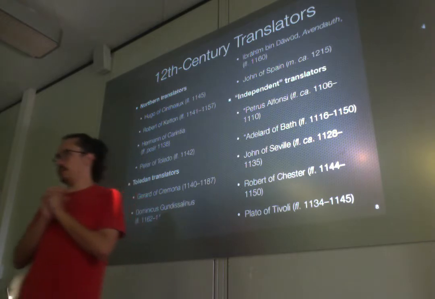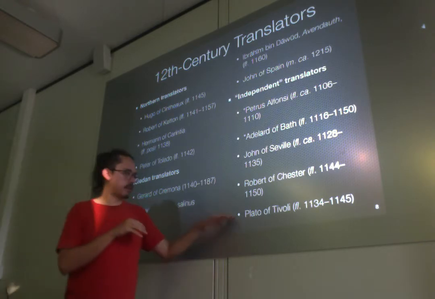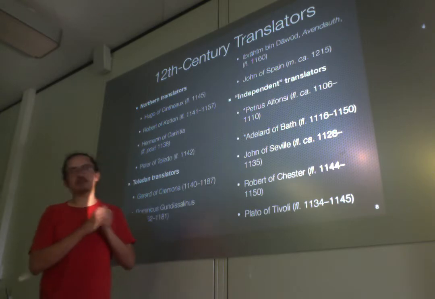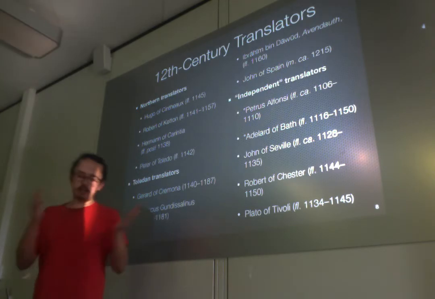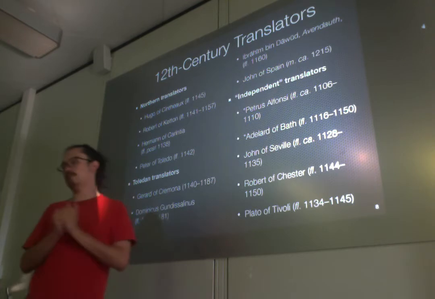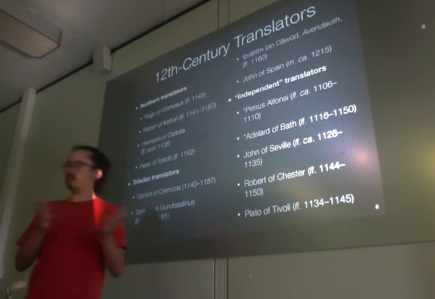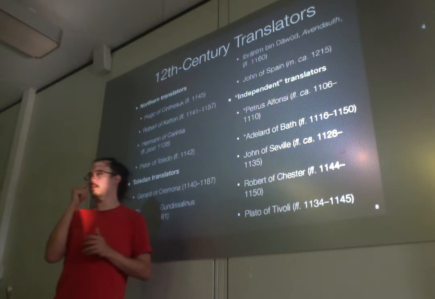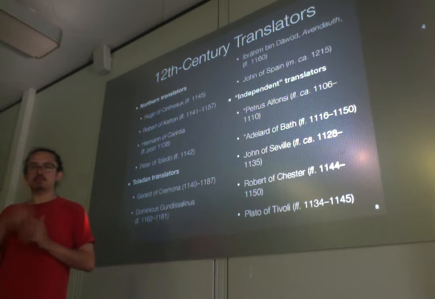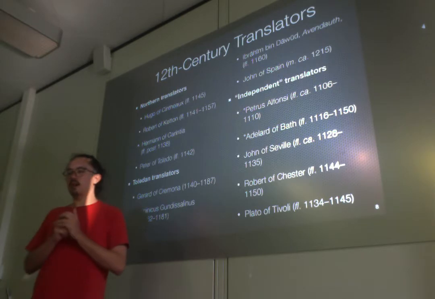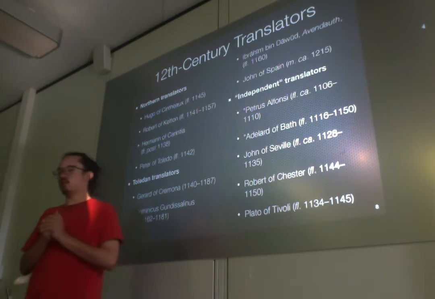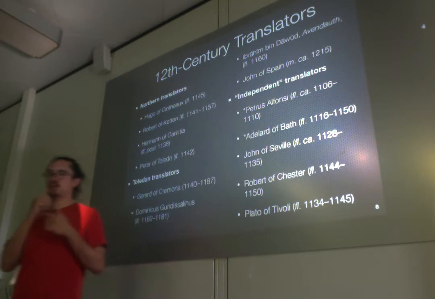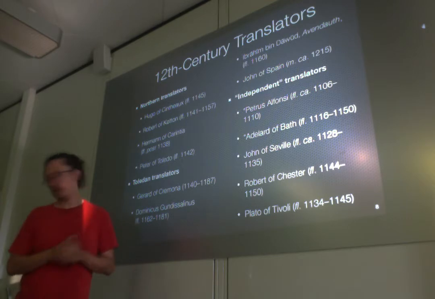Robert of Chester also worked mainly in England, but he wrote at least one translation in Segovia, in the Iberian Peninsula. And Plato of Tivoli worked mostly by himself in Arabic-Latin translations in Barcelona, but he made at least a translation from Hebrew into Latin. He translated a work on measuring areas, so it's a geometrical work.